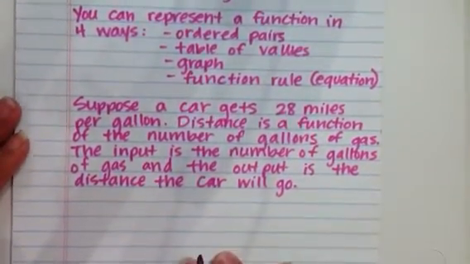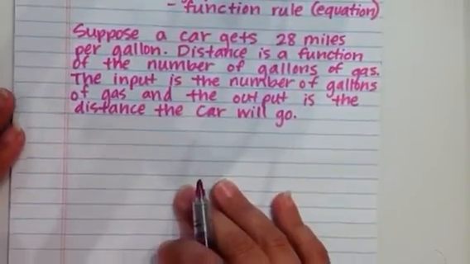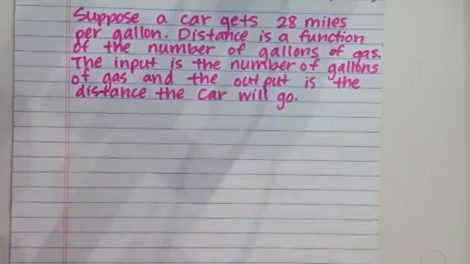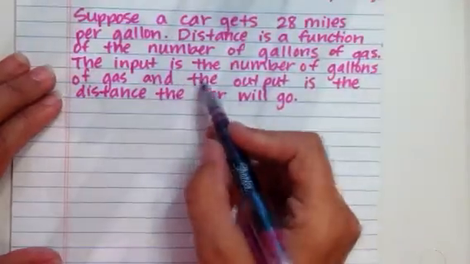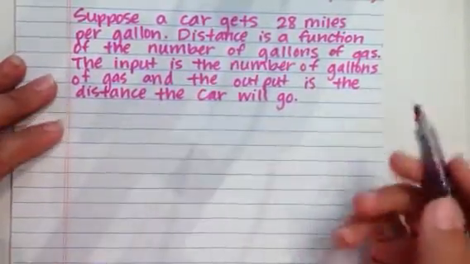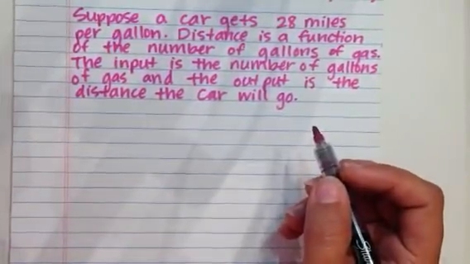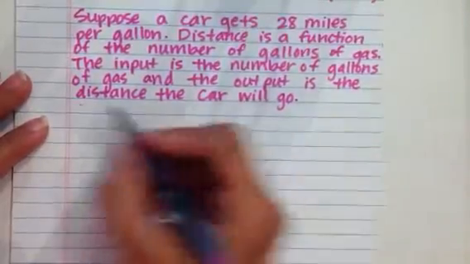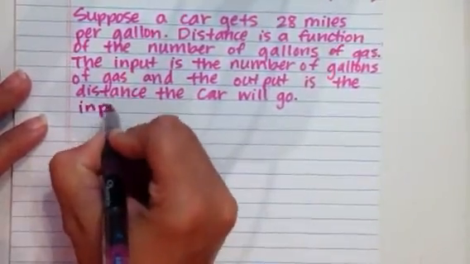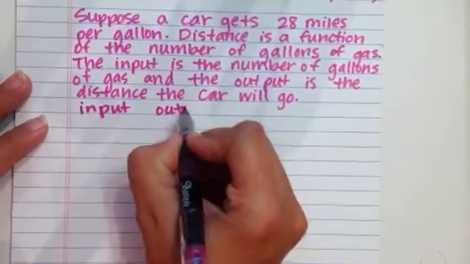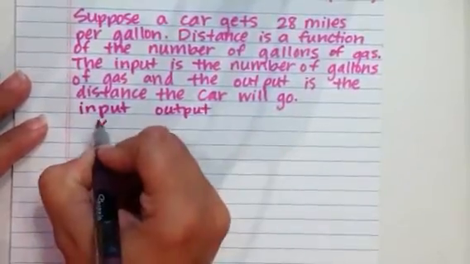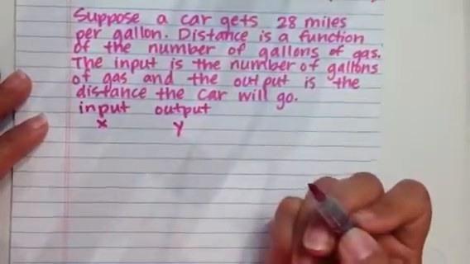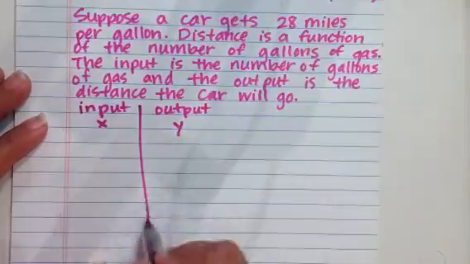So suppose a car gets 28 miles per gallon. Distance here is a function of the number of gallons of gas. The input is the number of gallons of gas, and the output is the distance the car will go. So your input will be your x values and your output will be your y values.